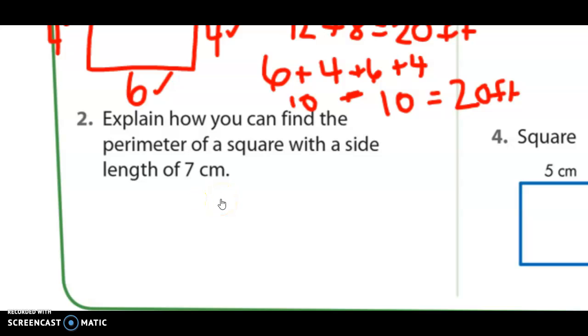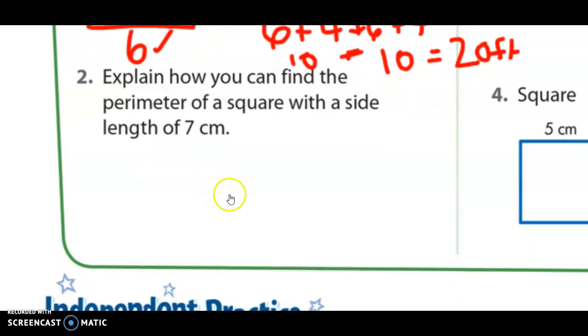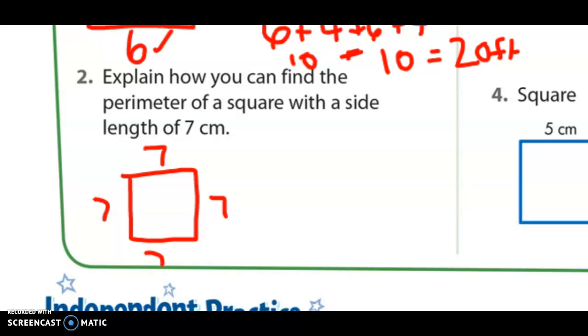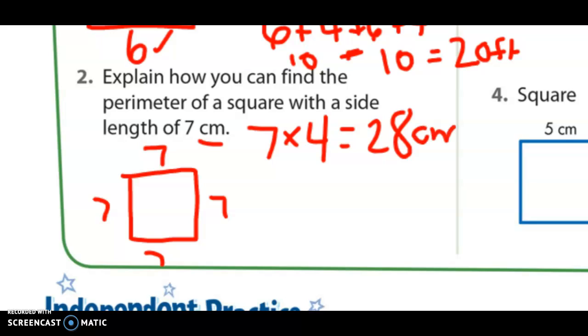Okay. Explain how you can find the perimeter of a square with a side of 7. Well, we know that squares, and I drew my shape again, we know that squares have 4 sides of equal length. So if one side's 7, they're all 7. Okay? There's 2 different ways we could solve this. We could use multiplication. I've got 7 4 times. I've got 28, and we're measuring in centimeters.